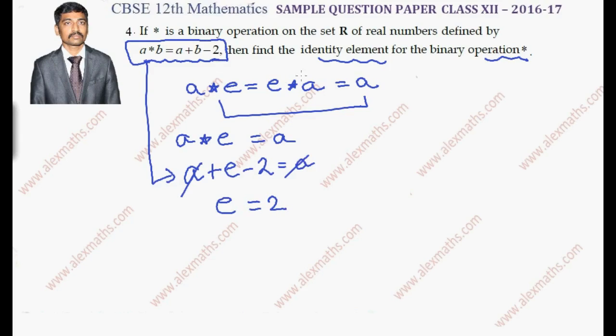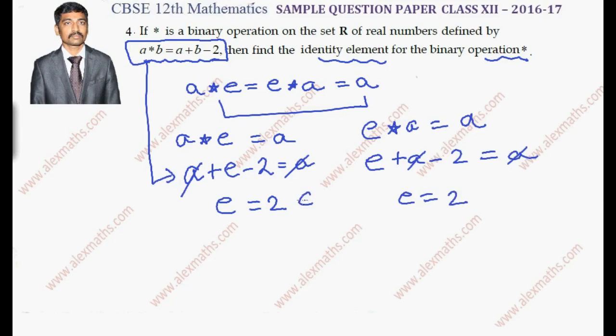In the same way, if I take the other one, that is e * a equal to a, if I use the definition, here it is going to be e + a − 2 equal to a. After cancelling a on both the sides, we get e is equal to 2, and this belongs to the given set R. Therefore, identity exists, and the identity element is e equal to 2.